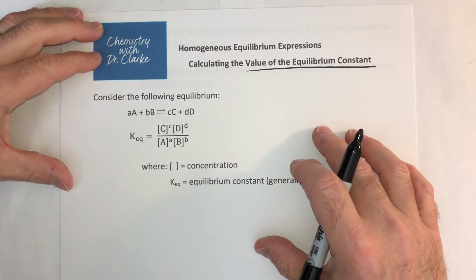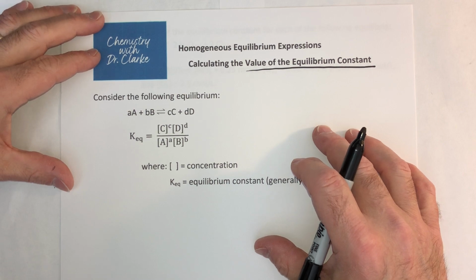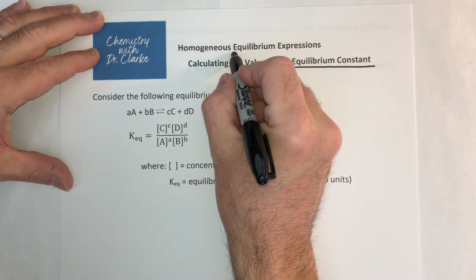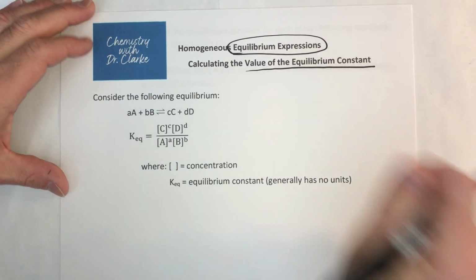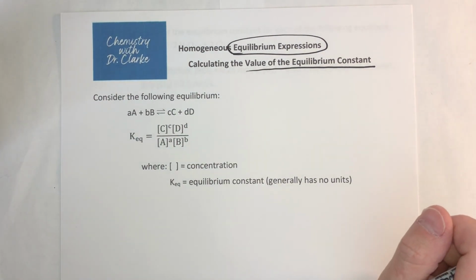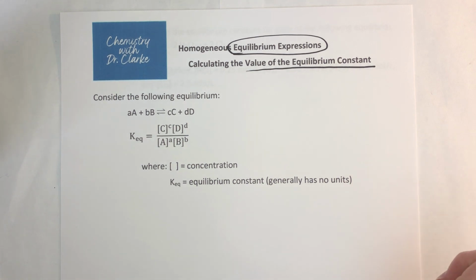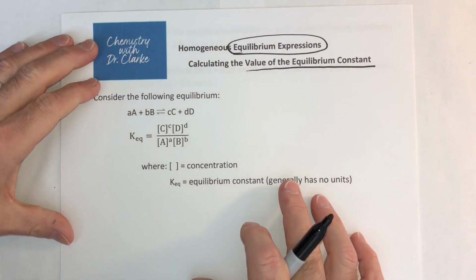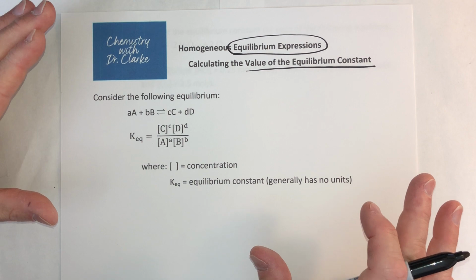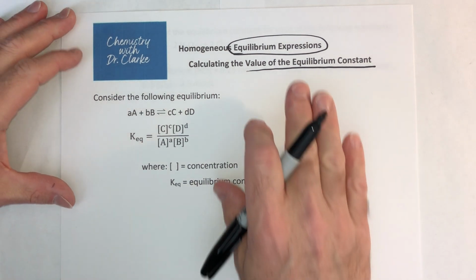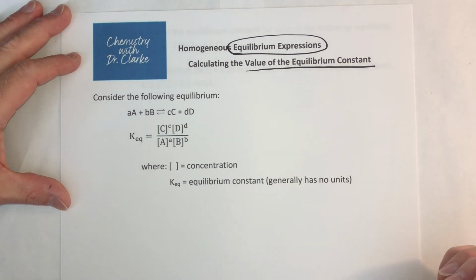I did have a video that talked purely about how you write an equilibrium expression, right? Because before you can do the calculation, you have to be able to write the equilibrium expression. So if you're not 100% sure on that, I do have the link to the video down in the description, so you can take a look at that. Might be a good idea to pause here and go back and check it out. But if you're feeling confident with your equilibrium expressions, we'll move on to doing some calculations.